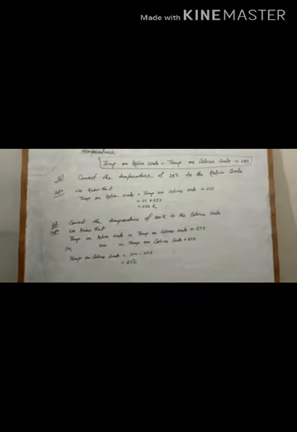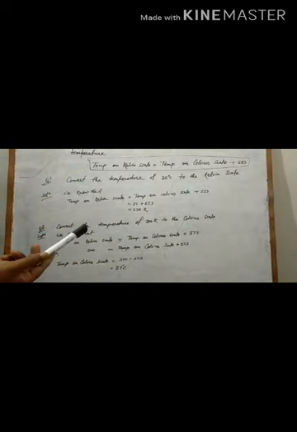So it is a very easy and best formula. With the help of this formula we can easily change degree Celsius to the Kelvin scale and Kelvin to the Celsius scale. So please learn this formula and convert degree Celsius to the Kelvin scale and Kelvin to degree Celsius. Thanks.